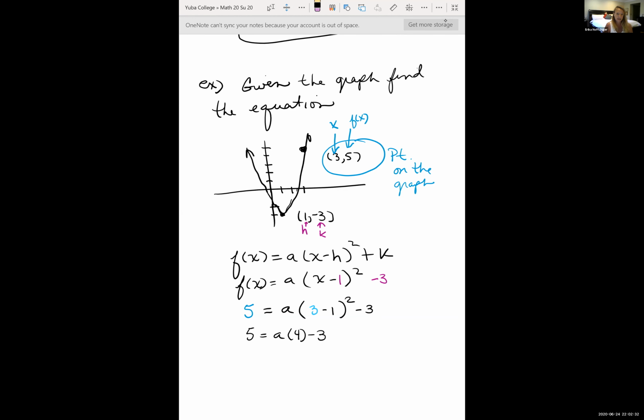So, linear equation, get a by itself. Let's add 3 to both sides. We get 8 equals 4a. Divide by 4, and we get a is equal to 2.